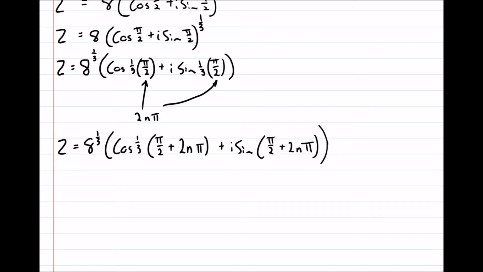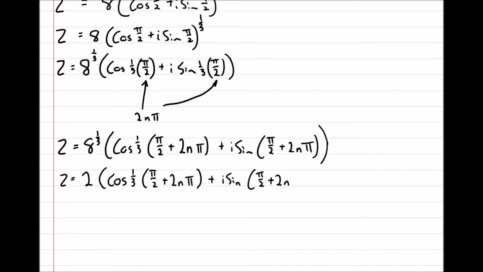Right, and we just simplify this first. So we have z equals, and 8 to the power of a third is 2. And we have this as normal then: cos of 1/3 pi over 2 plus 2n pi, plus I sine, pi over 2 plus 2n pi.